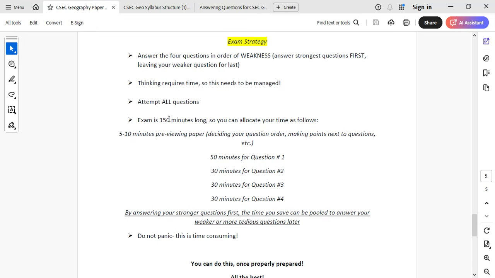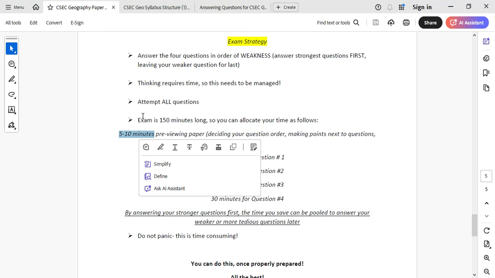My advice, and this is just my advice, use the first 5 to 10 minutes to pre-review the paper. Go through the paper booklet and determine, okay, I could do this one first, I could do this one second. Mentally put that in mind. Start writing your points, right? If it is the map work you want to do first, do the map work first. But mentally commit yourself to the order in which you answer the questions, right?